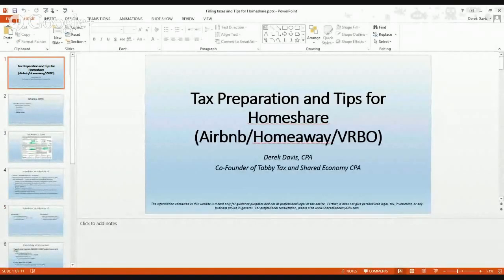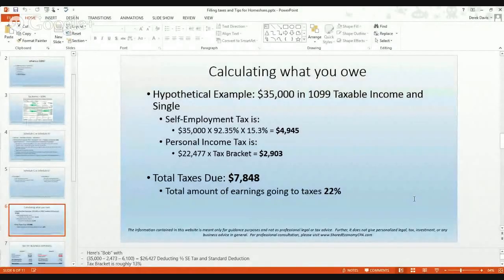So this is just a hypothetical example of calculating what you owe. So if you have $35,000 in 1099 taxable income, your self-employment tax would be approximately $5,000, and this is assuming that you're a single filer and you put your Airbnb activity on Schedule C. You would have approximately $5,000 in self-employment tax as well as $3,000 in personal income tax.